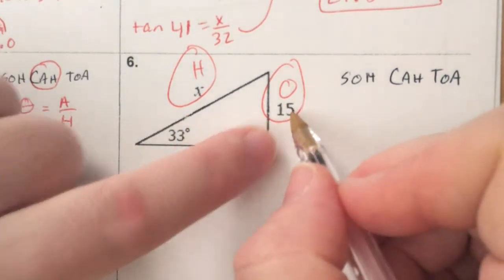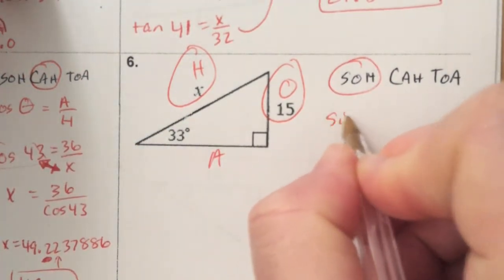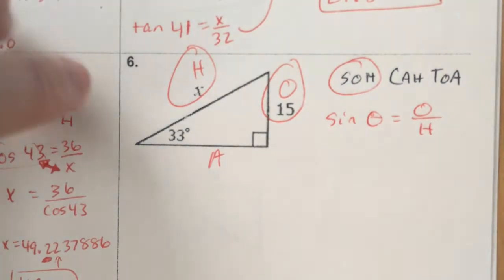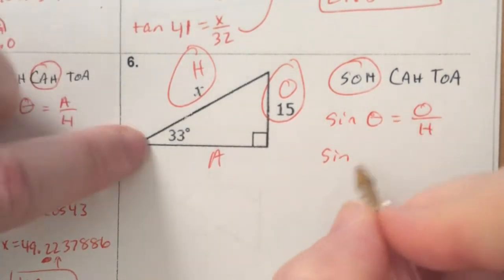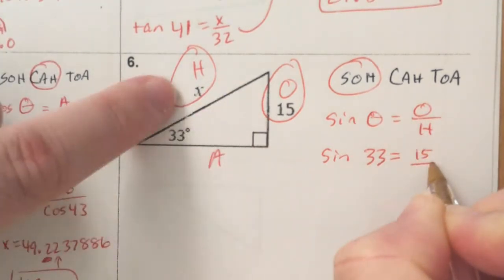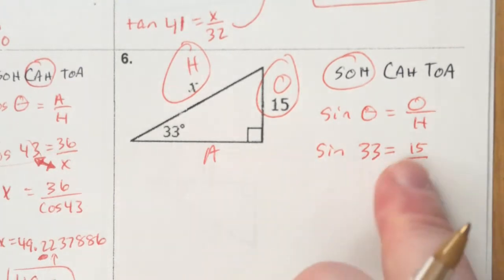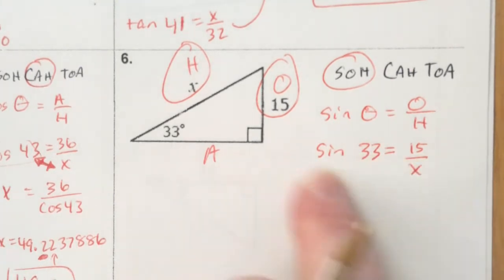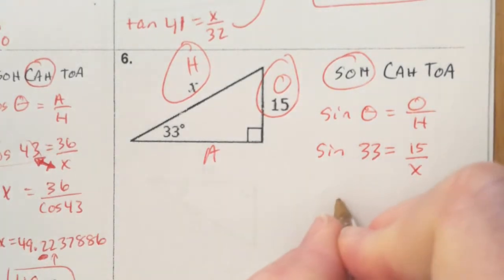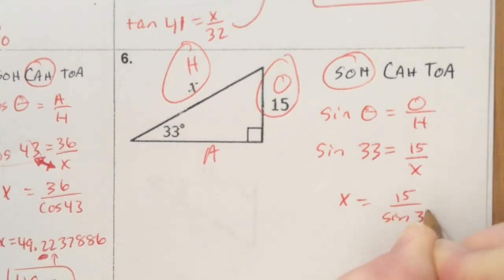All right, so we have O and H. So H and O, so right there. So sine of theta equals O over H. So sine of 33 equals O, which is 15, over H, which is X. Okay, so what do you think we're going to do? Do you think we are going to multiply, or do you think we're switching? We need to switch because we need to get X on the top. So switch. So X equals 15 over sine of 33.